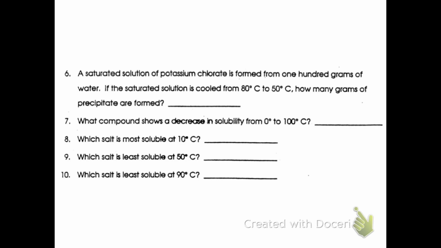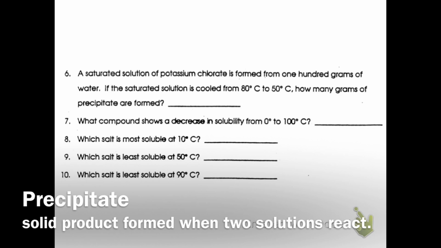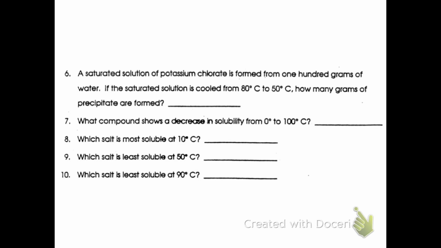So we talked about precipitates way back when we were doing chemical and physical changes. So what was a precipitate? A precipitate is a solid product or a solid substance that comes out of solution, so it kind of settles out. It's like if you have tea and you keep adding packets of sugar, the sugar that falls down to the bottom of the glass is your precipitate. So we're trying to figure out how much of that we are making when we cool down the potassium chlorate.